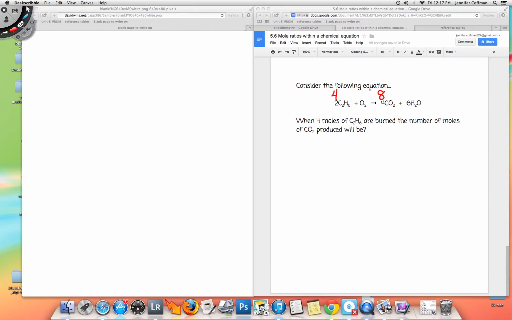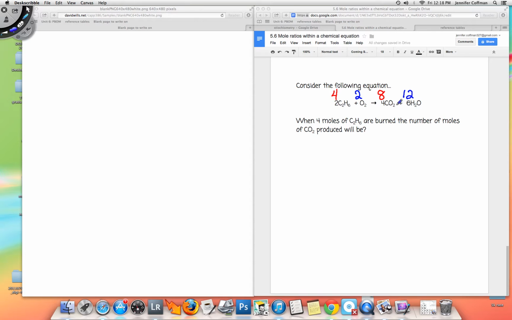We can just put the rest of the ratio in. So even if they asked you about oxygen or water, you would be able to do it. If this was doubled, then this was doubled. This is a 1. This has to become a 2. And this has to become a 12. The ratio stays the same. 4, 2, 8, 12 is the same as 2, 1, 4, 6.